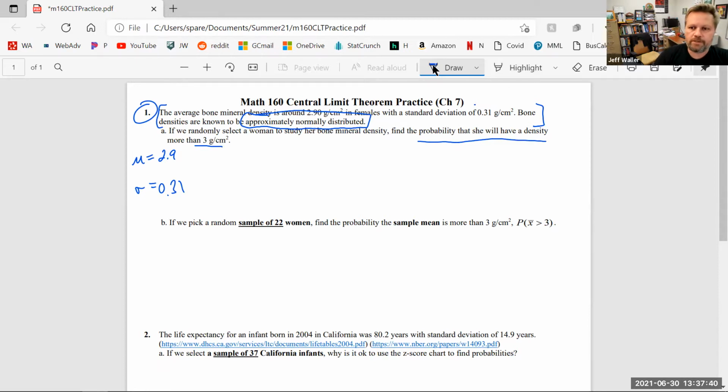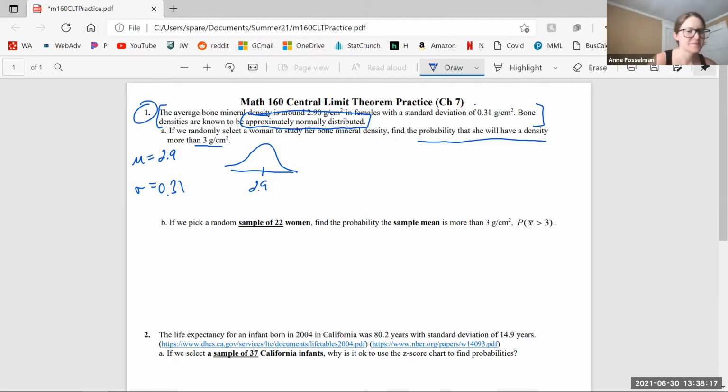Can you guys draw that picture for me? Or for yourself. You don't have to send it to me so I can put it on my fridge. That's correct. Let's see. All right, so what's going to go right in the middle? 2.9. And for this problem, what data point am I going to put down on the picture?